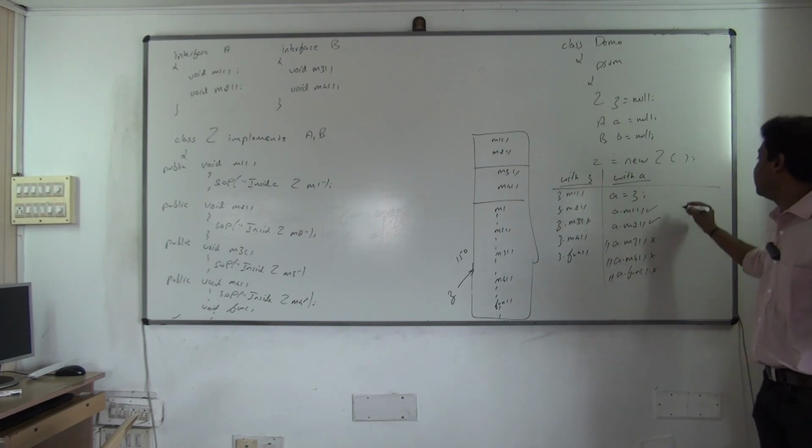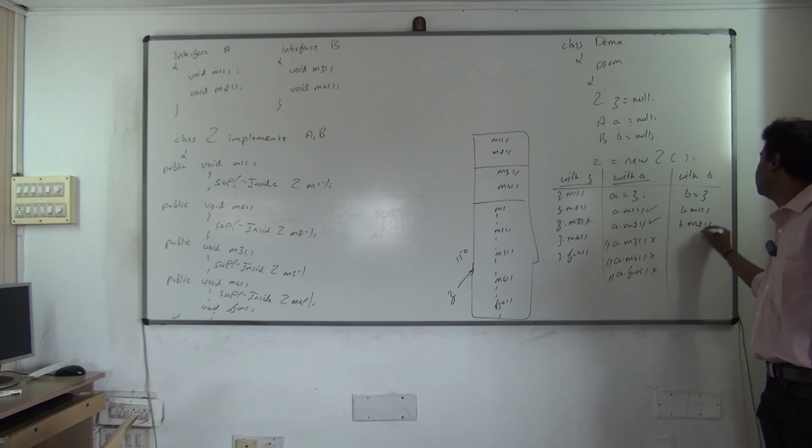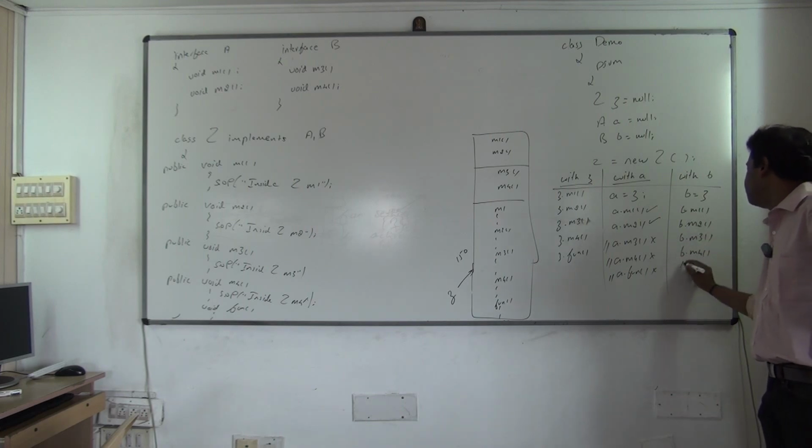Now if you want, you can try it with B also. B is equal to Z, you say first. B.M1, B.M2, B.M3. Try it today. See these mistakes, do it now, finish it off.